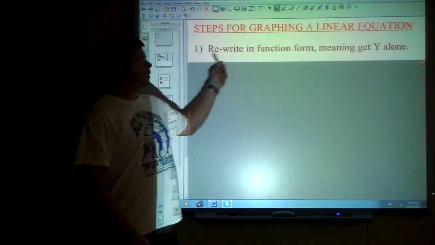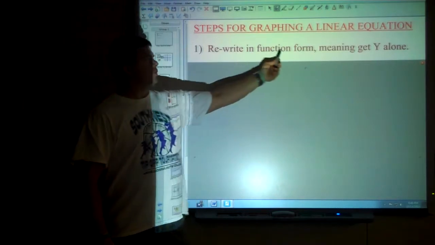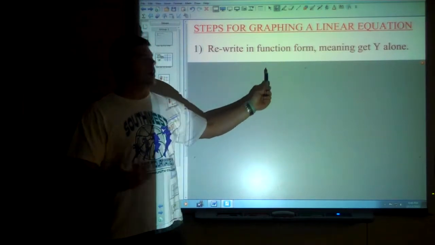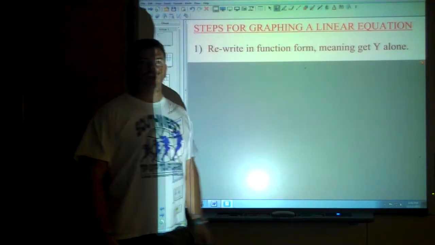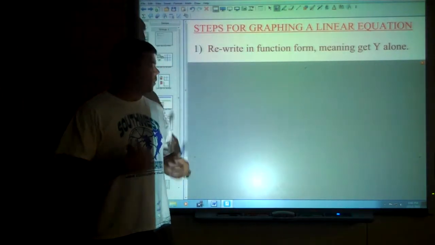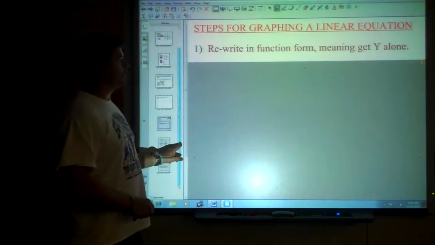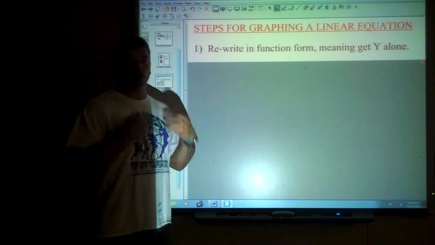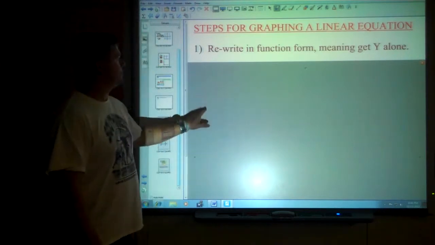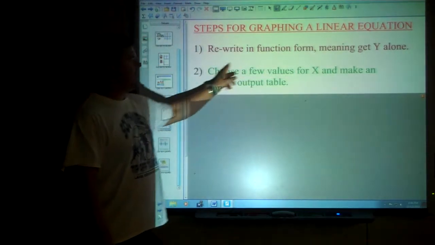Step 1, first of all, do whatever you need to do to write it into function form, which is basically a fancy way of saying do whatever you got to do to get y by itself. I don't care what you have to do, play the shuffling game, but get y alone. It could be that step 1's already done for you. You might not have to actually do much to get y alone, but do whatever it takes to get y alone. Step 2, choose a few values for x.